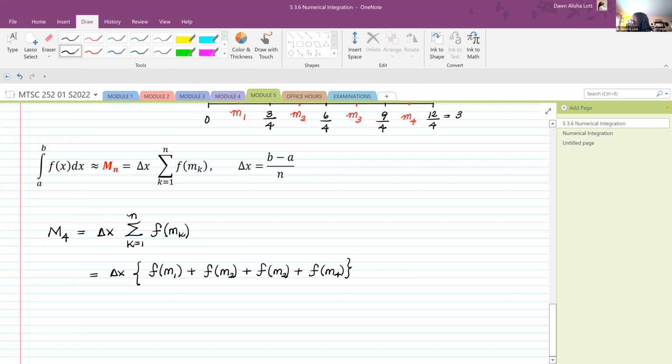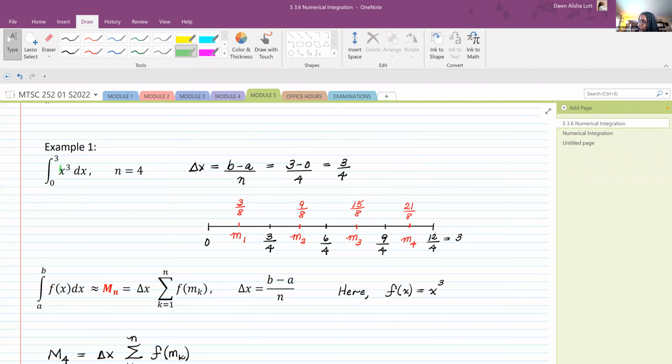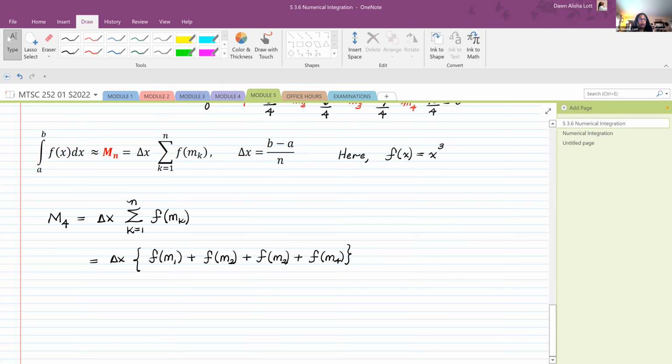And for this problem, we need to know that the f of x we're working with is x cubed, because that's the function here. So my f of x is x cubed. My a and b are 0 and 3. Okay, any questions so far on the setup? Because this is actually not very difficult, but a lot of students make it difficult.